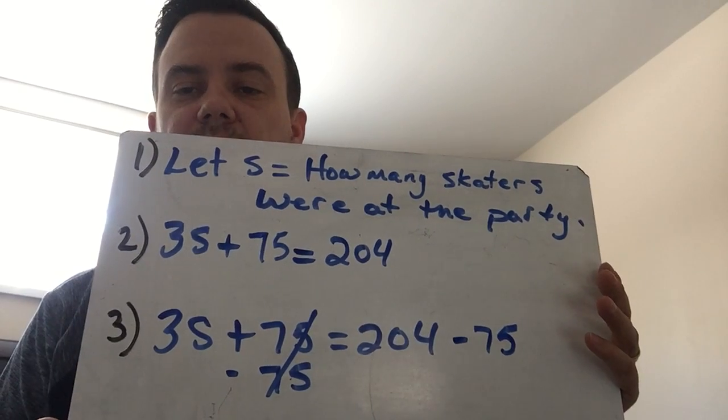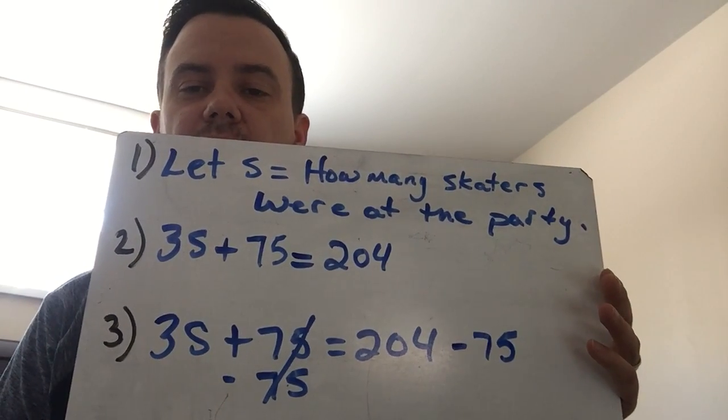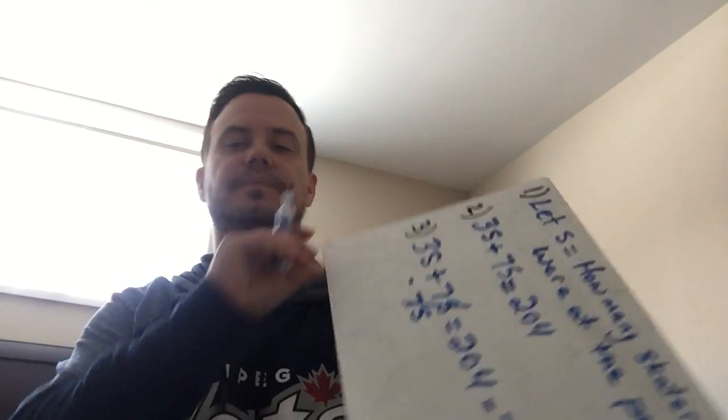Okay, so what we end up with is 3S. 75 plus 75 is canceled out. So 3S equals 204, subtract 75. Do the math, and you end up with 3S equals 129.